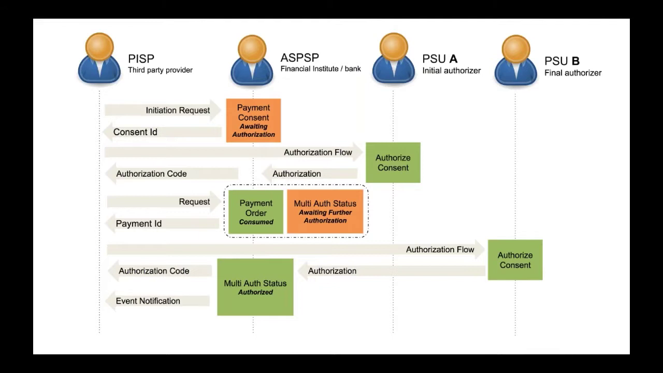In the next step, the PISP will exchange the received authorization code for an access token and submit the payment. At this point, the solution marks the consent as consumed, but the multi-authorization state will be set as awaiting further authorization. The core banking backend can call the multi-authorization API in the WSO2 open banking solution and check if the payment has been authorized by all the users before proceeding with the payment. Now you can see that when the second user, PSU B, authorizes the payment, only then will the multi-authorization status become authorized. So the bank can ping the solution and check whether all the users have authorized this particular payment before the bank proceeds with the payment.